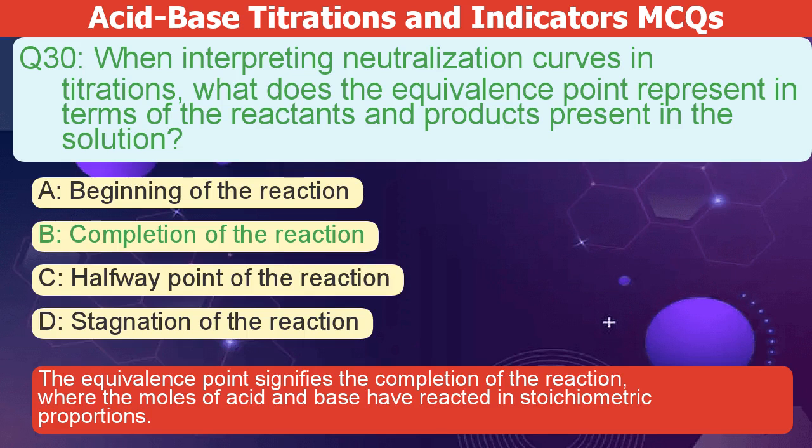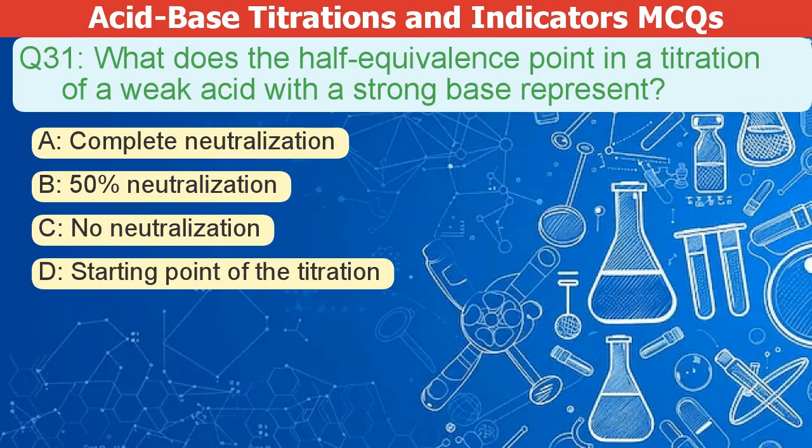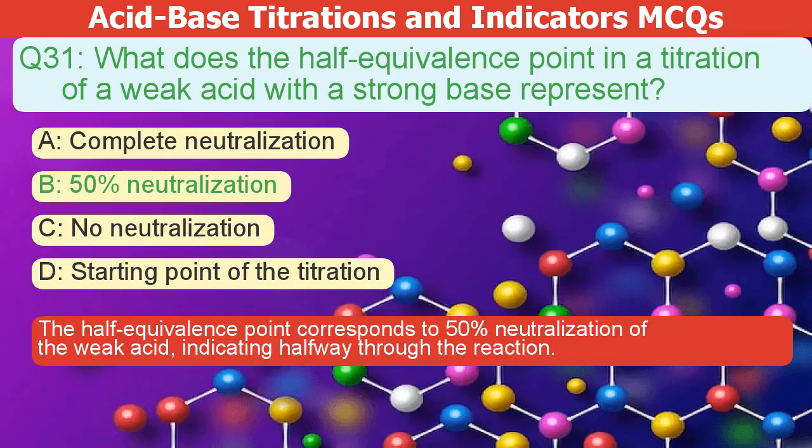What does the half equivalence point in a titration of a weak acid with a strong base represent? A. Complete neutralization. B. 50% neutralization. C. No neutralization. D. Starting point of the titration. The correct answer is B. The half equivalence point corresponds to 50% neutralization of the weak acid, indicating halfway through the reaction.